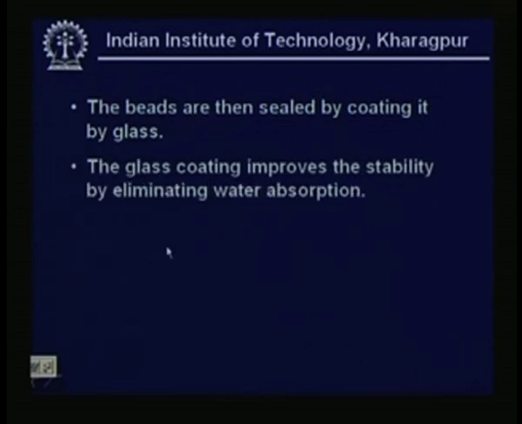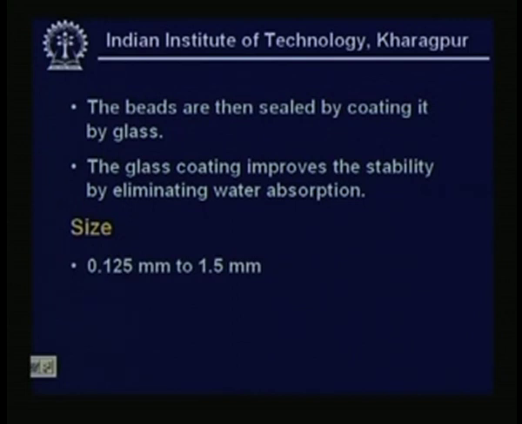Now, please note that the thermistors are very sensitive, since it is a semiconductor device, it is sensitive to moisture also. So, there should be some protection so that its performance will not deteriorate with the moisture, right. The glass coating improves the stability by eliminating the water absorption. So, obviously, if you make a glass coating, water cannot be absorbed there.